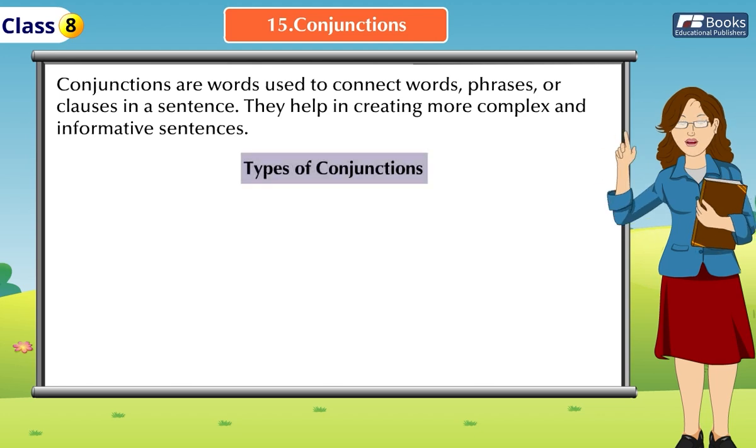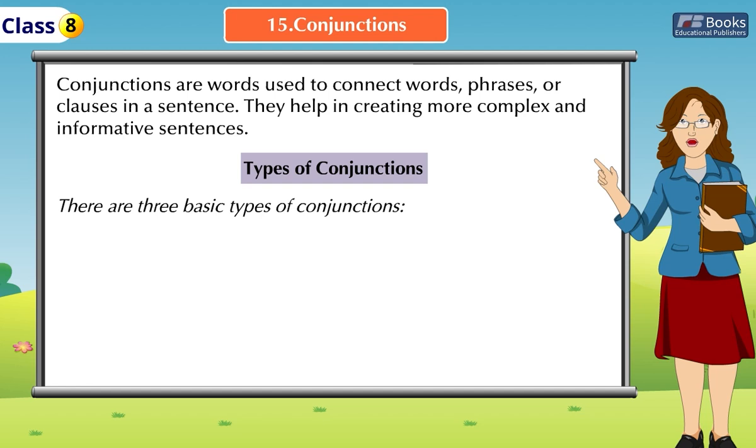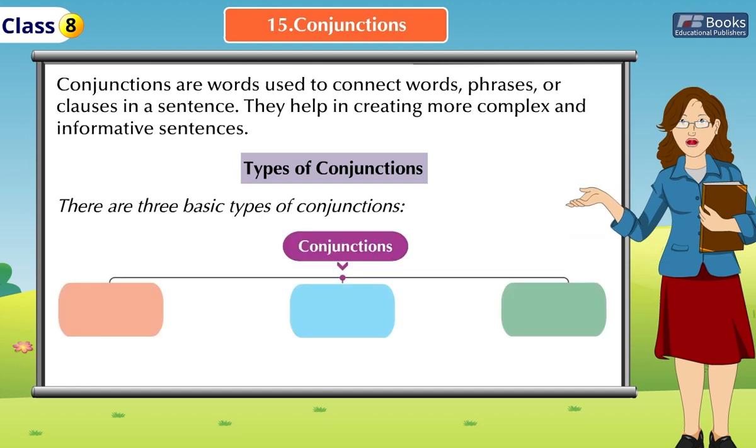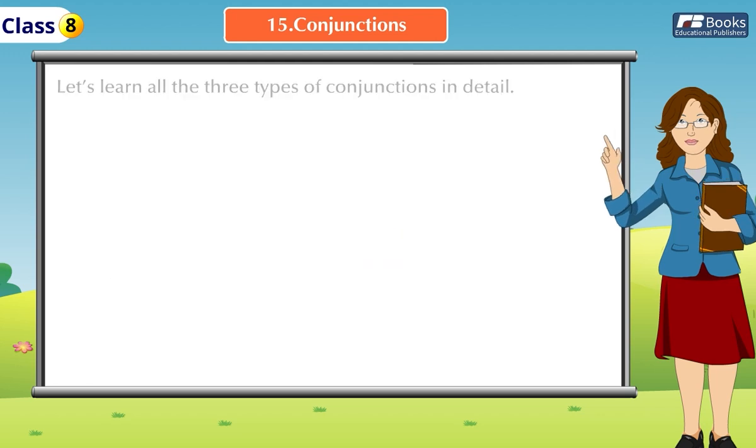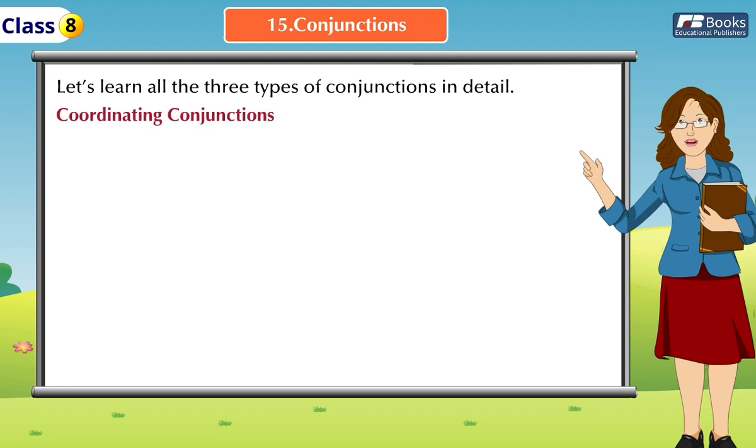Types of conjunctions. There are three basic types of conjunctions: coordinating conjunctions, subordinating conjunctions, correlative conjunctions. Let's learn all the three types of conjunctions in detail. Coordinating conjunctions.